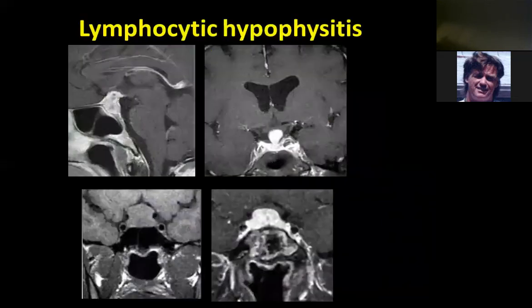Lymphocytic hypophysitis. Again, it looks like Rathke's. Again, a question for both of you and the endocrinologist. Do you see lymphocytic hypophysitis? Rarely. It is rare. It is an autoimmune disease like Hashimoto and others.